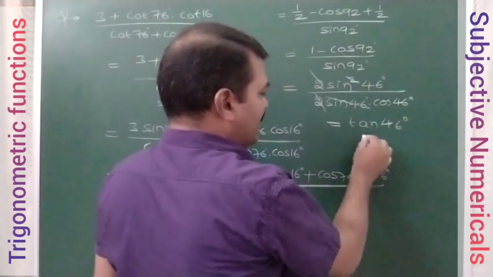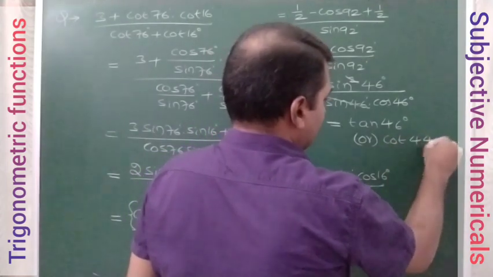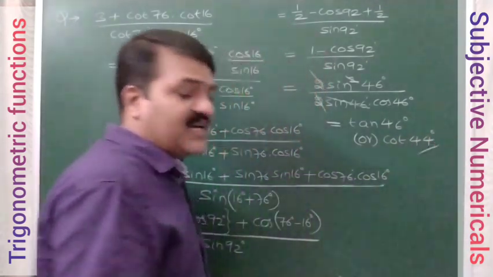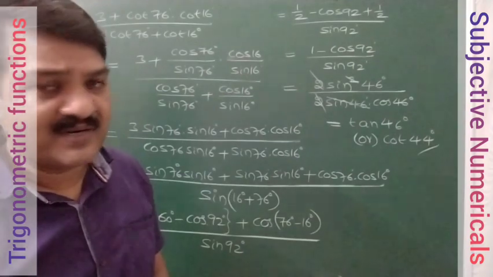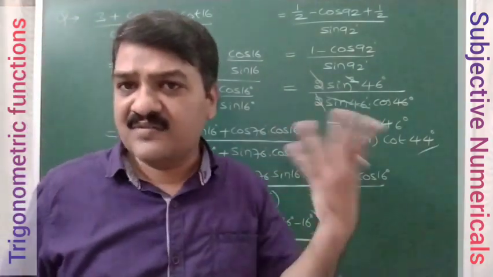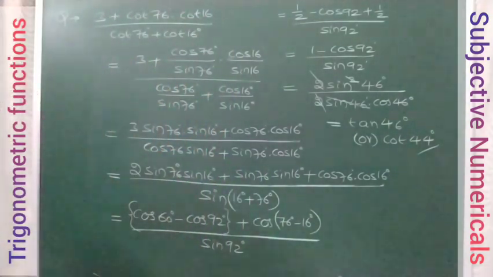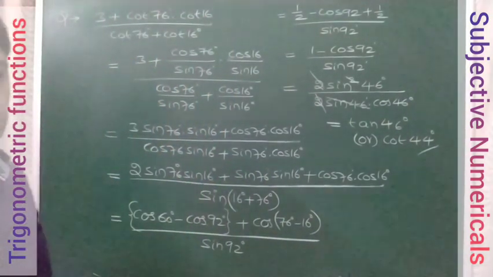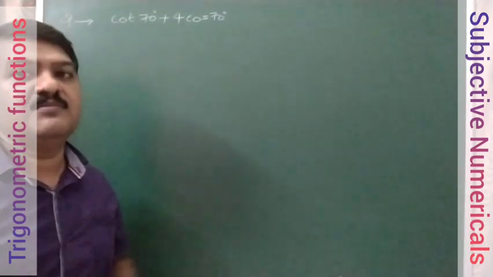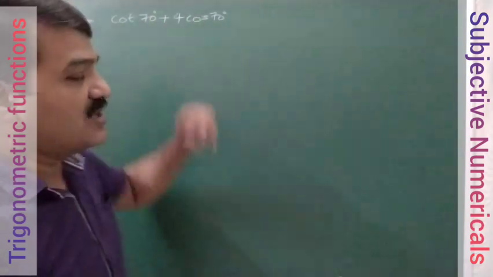And this tan 46 you can also write as cot 44. So based on the options which they are giving in the question, we can write our conclusion. Tan 46 is the answer, which can be written as cot 44 also. So this is the solution of the problem. Let us move on to next question now. So this is the next problem we have on board. Cot 70 degrees plus 4 cos 70 degrees.